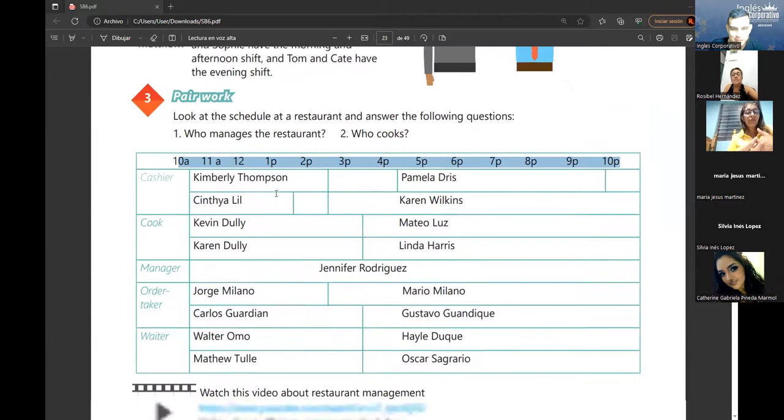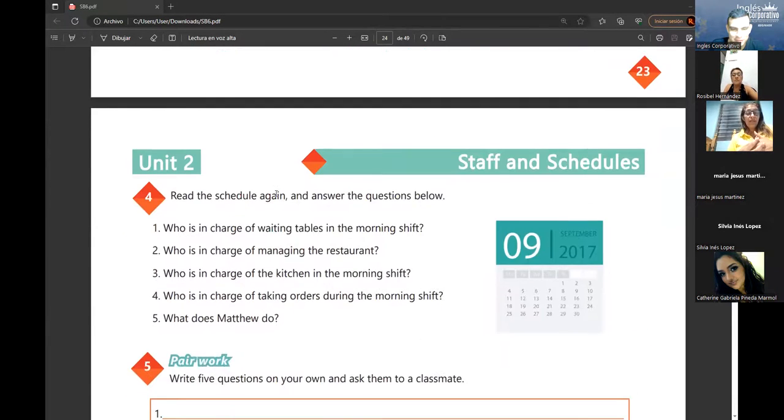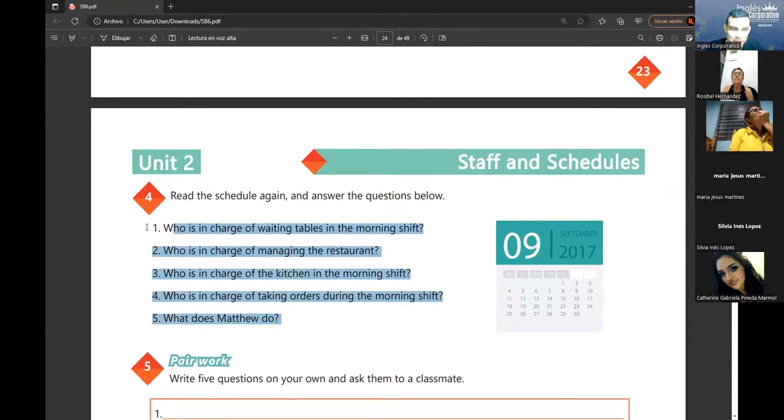Who is in charge of waiting tables in the morning shift? It is Walter Omo. It's number 4 of exercise 4. I am so sorry, teacher. I got lost. No problem. You have to answer this. Okay, but who is in charge, for me, is Walter Omo and Matthew too, in this part. In other words, in Spanish: these questions we were going to answer with the schedule from number 3.